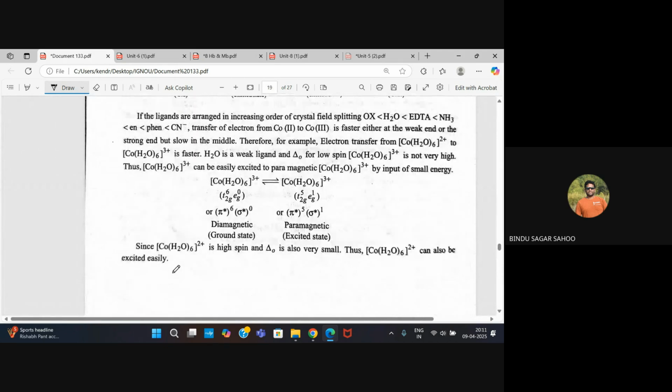Other any complex you can take, any complex also. Here you see cobalt 2 plus is 211, and cobalt 3 plus is 193.